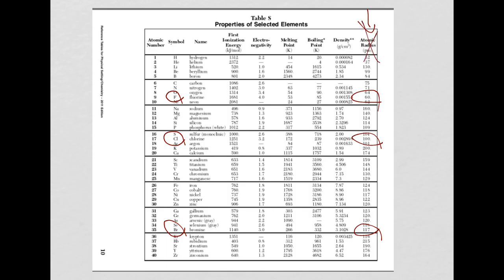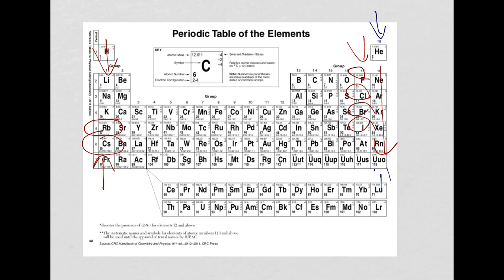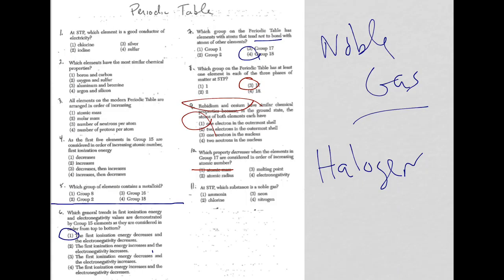Next thing is melting point, which is here: fluorine 53, chlorine 172, and bromine 266. They're increasing, and it's asking for decreases. Can't be it. So let's check out electronegativity. Fluorine 4, chlorine 3.2, bromine 3.0. There's my answer. I know fluorine is the most electronegative, but I did want to go through it so you guys could see it, and it's choice 4.